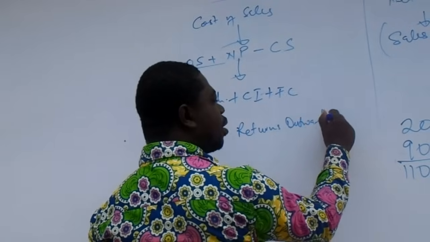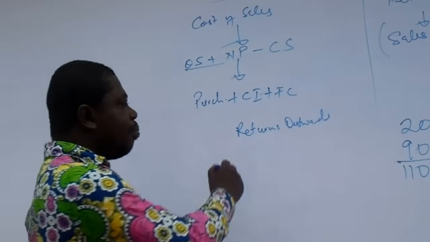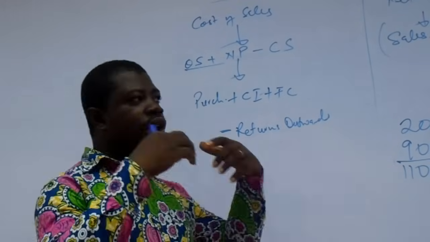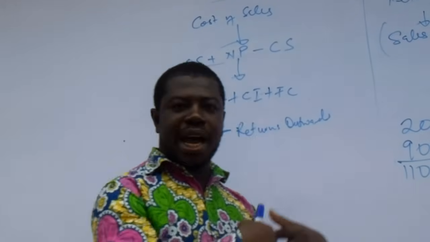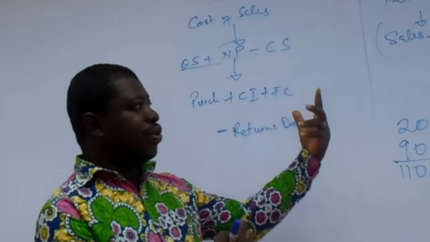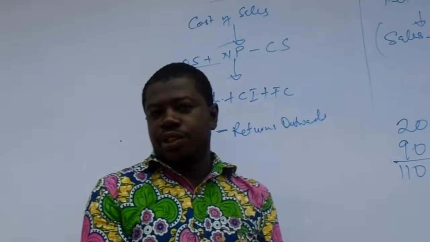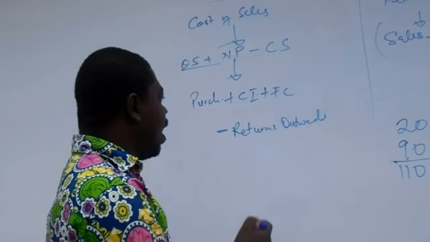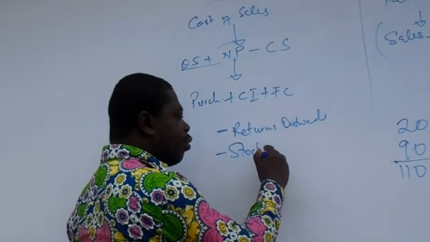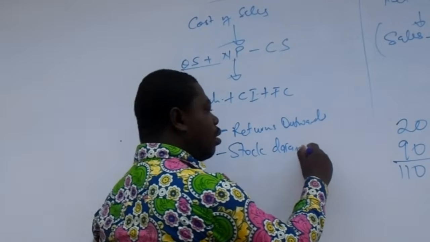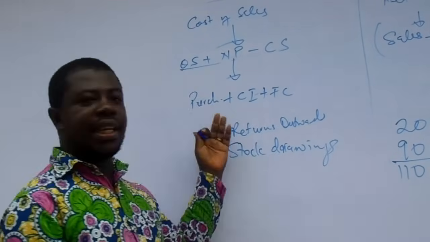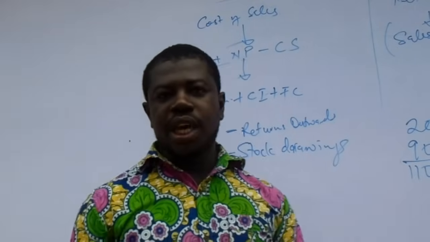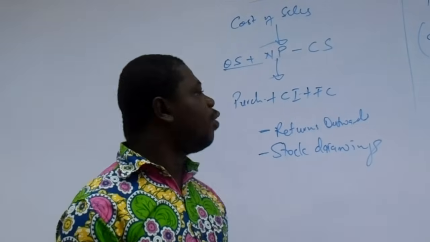Returns outwards is subtracted from purchases because it's also called purchases returns. When we buy the goods and we think, like the sales returns, that these goods are faulty, we return them. It reduces the value of our purchases. And then finally, if there is stock drawings or goods drawings, when we buy the things and the owner of the business decides to take some for private use, that one also will reduce the value of the purchases.